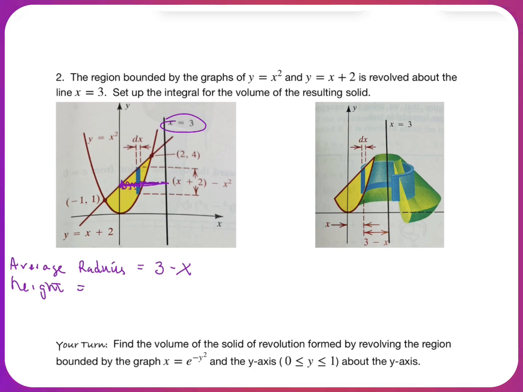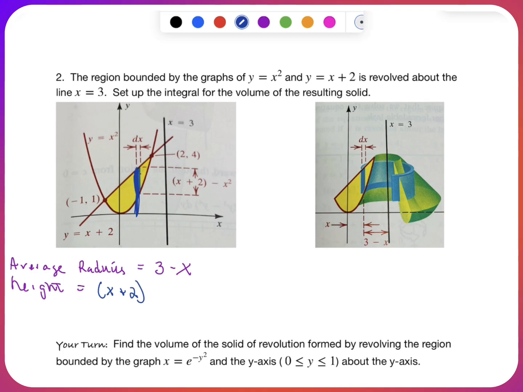My height is going to be how high is my representative rectangle. Well, to figure out the representative rectangle, it is the distance between our two graphs here. So if I go up to the line, it gives me this full distance, and then I need to subtract from that full distance up to the parabola. So x plus 2 is the distance here. Now I'm going to minus the distance to the parabola, which is the x squared. So our height is x plus 2 minus x squared.